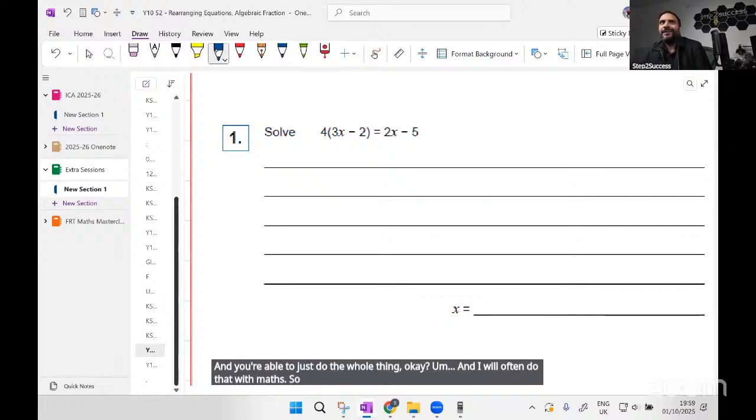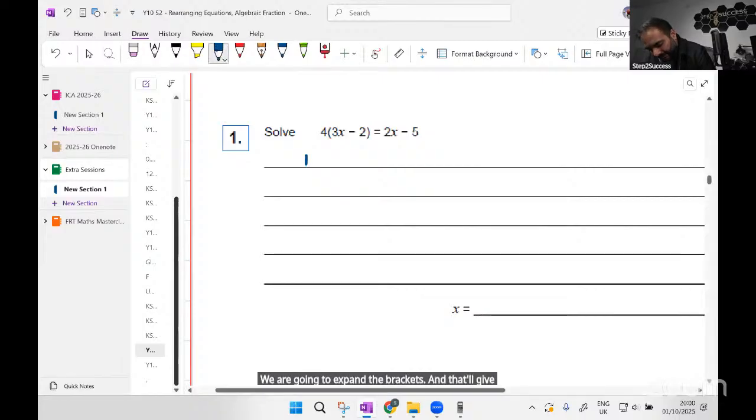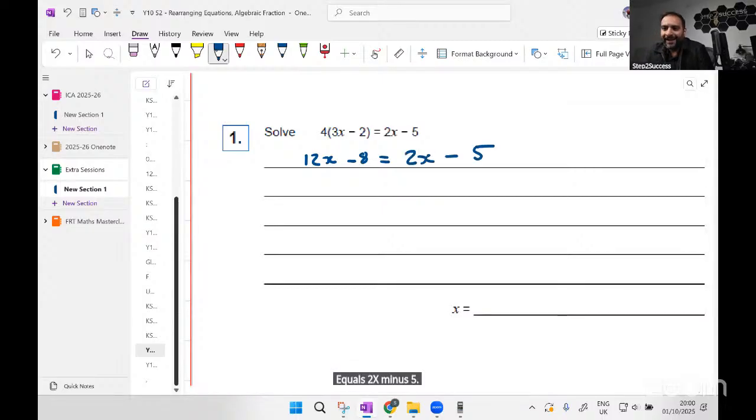So, first question here asks you to solve this equation. We are going to expand the brackets, and that will give me 4 times 3x is 12x, 4 times minus 2 is minus 8, equals 2x minus 5. I need to get the x's together.